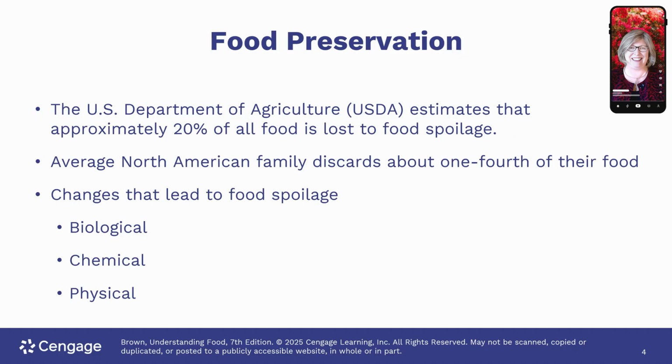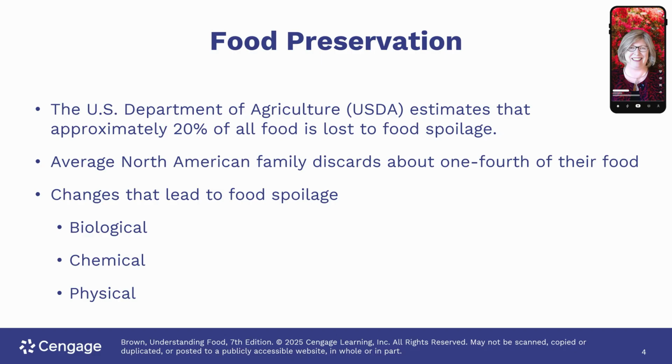One thing we know is that there is a lot of food spoilage in this country. The USDA estimates that about 20% of all food that is produced is lost to food spoilage. The average North American family discards about 1/4 of their food. Think about that in your home growing up, or even now, how much gets thrown away. One reason that it gets thrown away is because of spoilage.